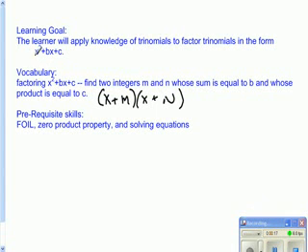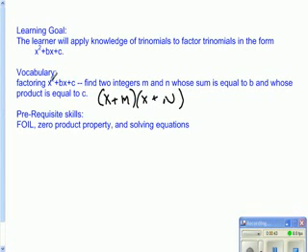Our vocabulary isn't really a vocabulary term, it's really just what we're going to be doing. We're factoring x squared plus bx plus c, so every time you want to do that, you'll need to find two integers, m and n, whose sum is equal to b and whose product is equal to c. And you're basically going to change this into something times something, a binomial times a binomial.